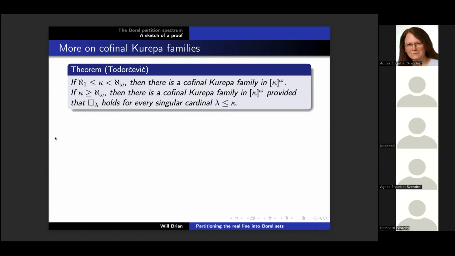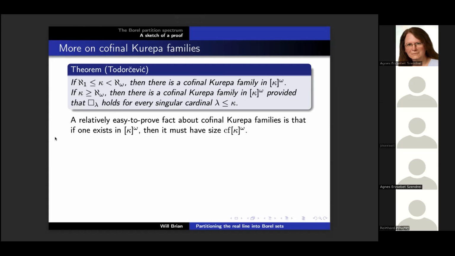Okay, so another fact about cofinal Kurepa families is that if one exists, then it must have the minimum possible size. So what do I mean by the minimum possible size? The minimum possible size of any cofinal family. If the family is also Kurepa, it must have precisely that size, it can't be bigger. Despite the fact that any bigger family is still cofinal, any family that's bigger in cardinality will stop being Kurepa.